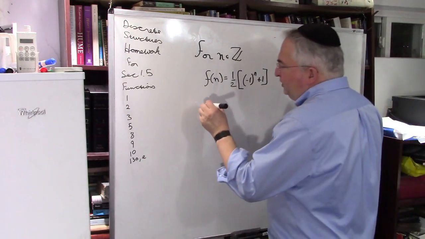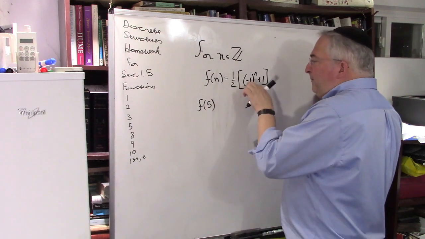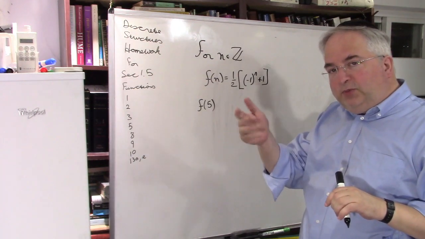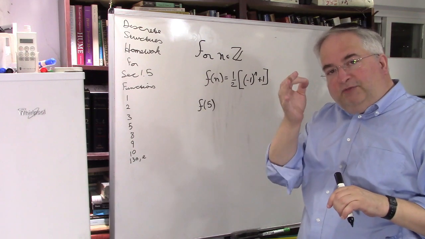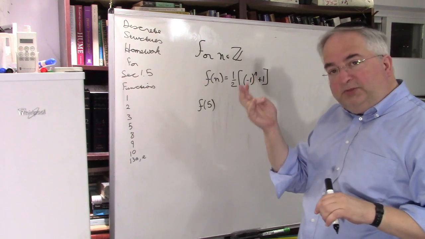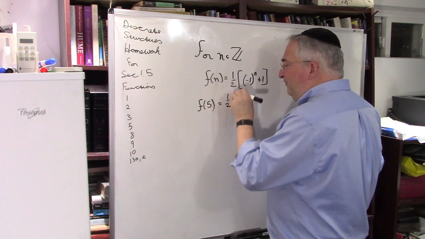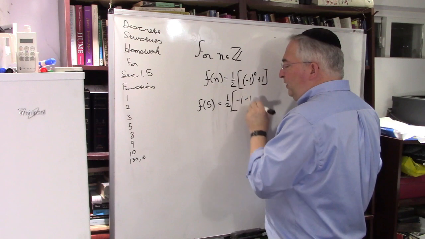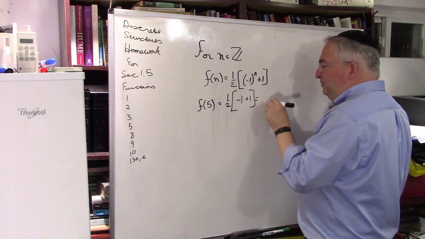So let's try f of 5. What do we get? Let's be careful. Minus 1 to the 5th power. So that's minus 1 times minus 1 times minus 1 times minus 1 times minus 1. You're going to have 5 of them. Minus 1 times minus 1 is plus 1, times another one is minus 1, times another is plus 1, times another is minus 1. So this is going to equal a half times minus 1 plus 1. Minus 1 plus 1 is 0, and a half times 0 is 0.